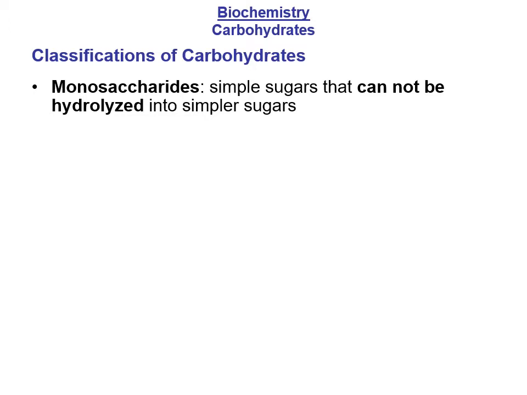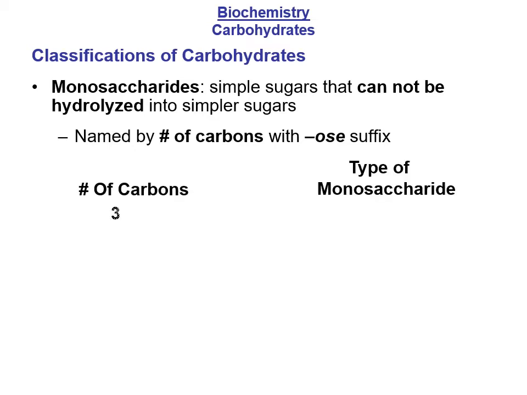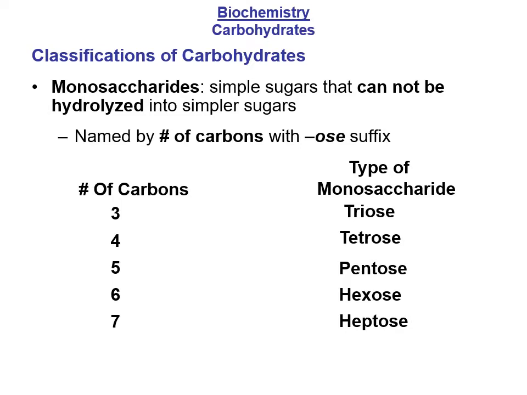We name monosaccharides by the number of carbons, and then we put an ose at the end. So if you look at these, if you have 3 carbons, you're a triose. If you have 4 carbons, you're a tetrose. If you have 5 carbons, it's a pentose. If you have 6 carbons, you're a hexose. And if you're a 7 carbon, you're a heptose. The most important ones that we're going to look at are the pentoses and the hexoses.